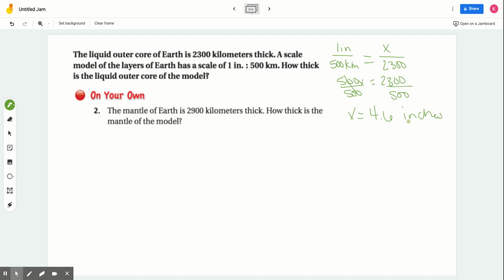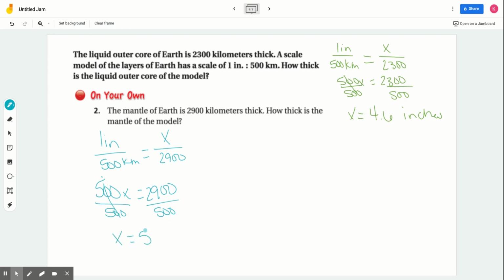Now go ahead and use this information to help you with number 2. Here you see that I have set up the proportion 1 inch to 500 kilometers is how many inches to 2,900 kilometers. Again, we cross multiply 500 times x and 1 times 2,900. We can divide both sides by the coefficient in front of the variable to find that x is 5.8 inches.